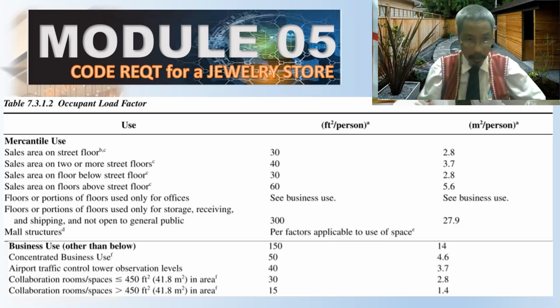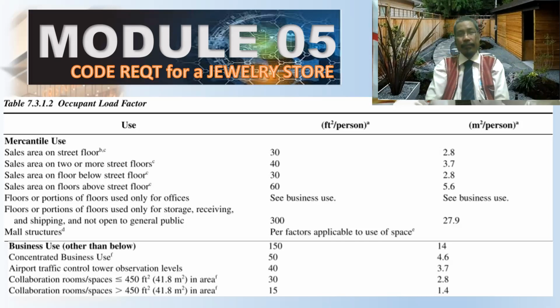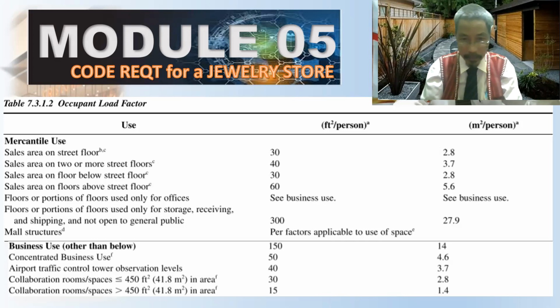Sales area on floor below street floor. That is not the case. Sales area on floors above the street floor. Okay, so we are above the street floor. So that is 5.6 square meters per person. You'll notice as we go up, 5.6 per person, that is what? Lighter density.